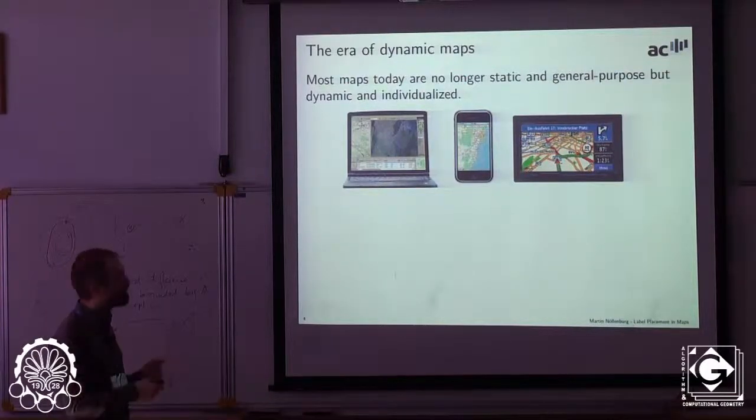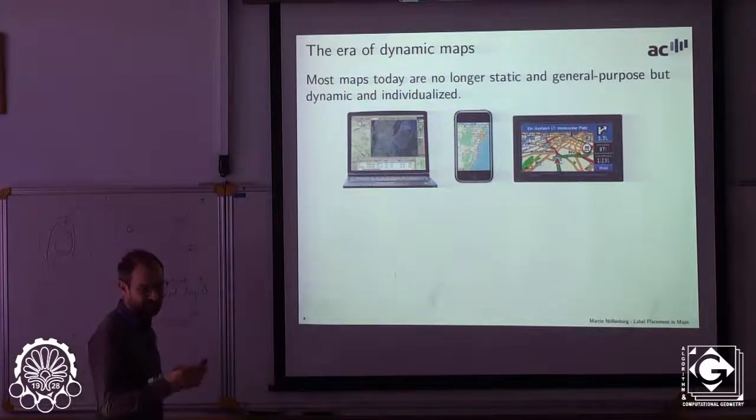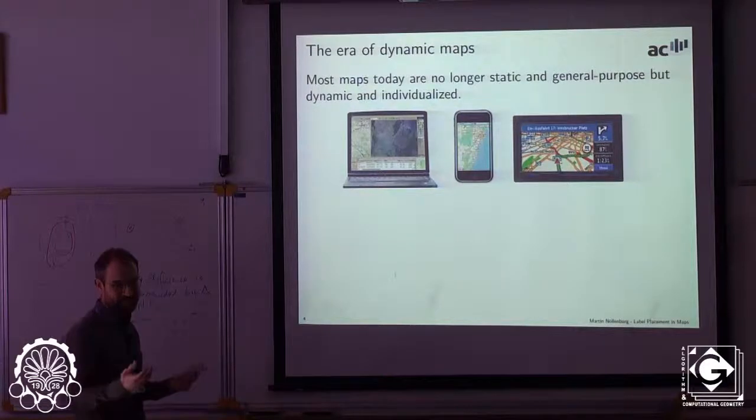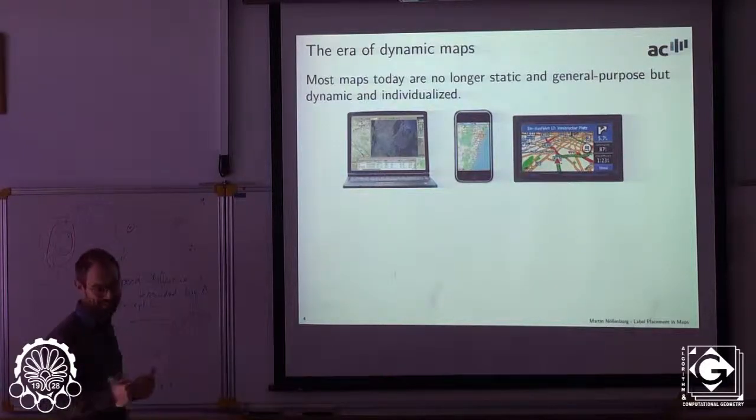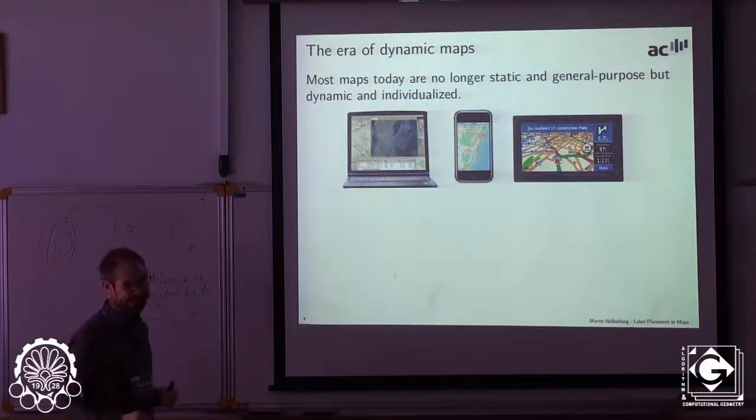So new information can come in. They can be individualized, so you can filter your map for, say, restaurants of a particular cuisine in your area, and then it's always a different set of labels that you need to place. And such maps, it's hopeless to do manually. You cannot have people doing that on demand.